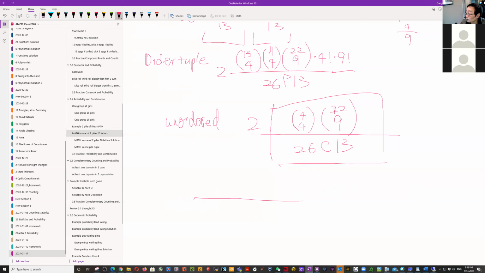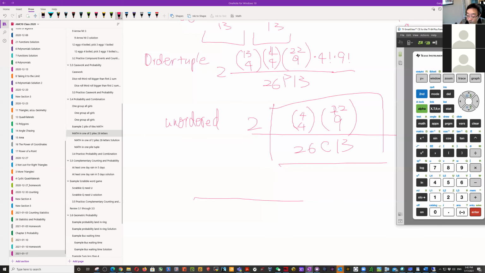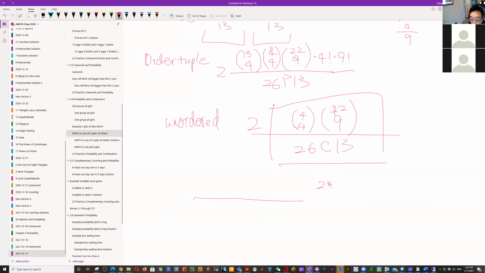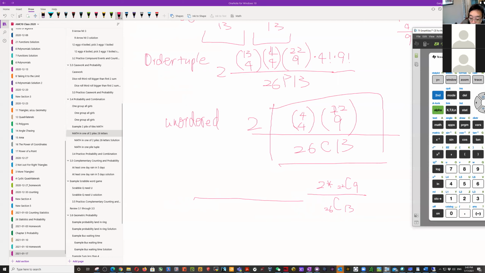So basically, I think it's also good, for bigger numbers, if I write it into calculator language, to multiply 2 by 22 choose 9, then divide by 26 choose 13. So this is the number. Let's try to do it.